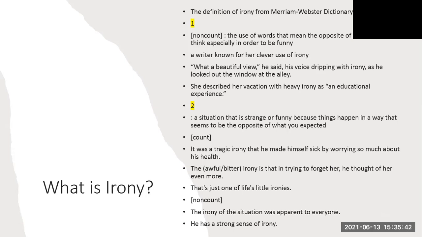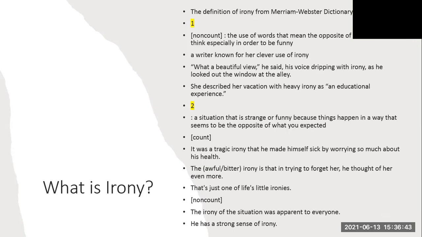You can describe a situation by saying, that's just one of life's little ironies. Okay. As you can see, in this sense, we can use it as a countable noun. We can add the S, like the last example. That's just one of life's little ironies. You can use it in another way, non-countable. The irony of the situation was apparent, was clear to everyone. Or you can describe a person as having a strong sense of irony. Now, what comes up below number 2 is the irony we are speaking about, al-mufarqa, that things end in a totally unexpected way.